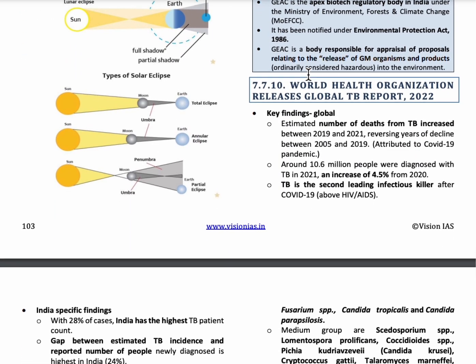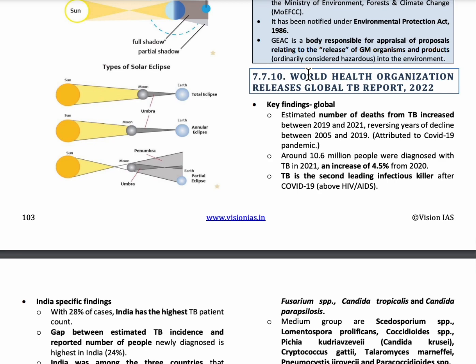The next topic is World Health Organization releases the Global TB Report 2022. So as per the report, TB deaths have increased between 2019 and 21. India has the highest count with 28% of TB cases.